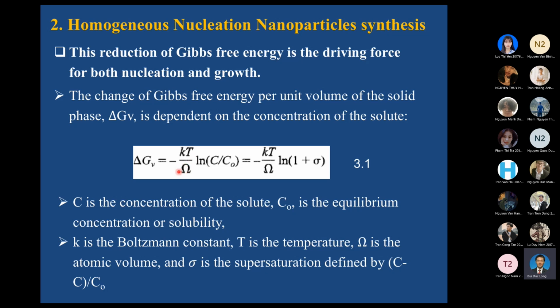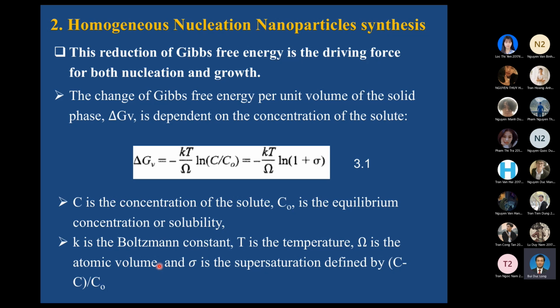So delta Z equals minus kT over omega log C over C0, which equals minus kT over omega log 1 plus sigma. Here C is the concentration of the solute, C0 is the equilibrium concentration of the solute, k is the Boltzmann constant, T is temperature, and omega is the atomic volume.